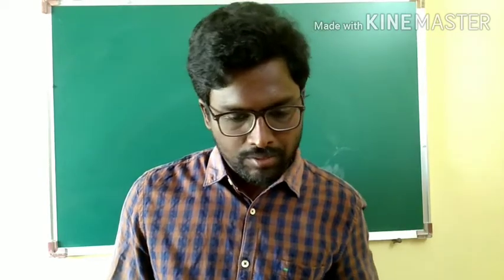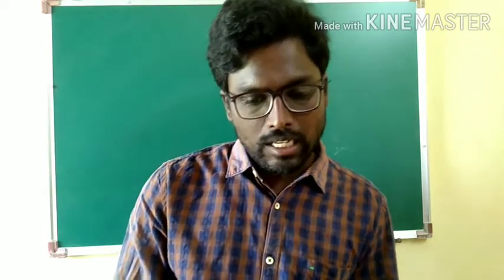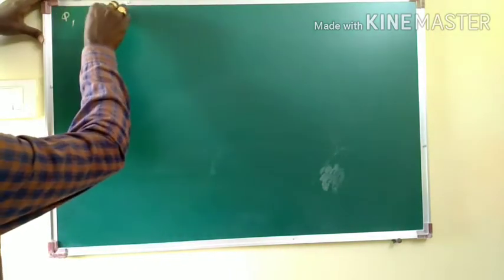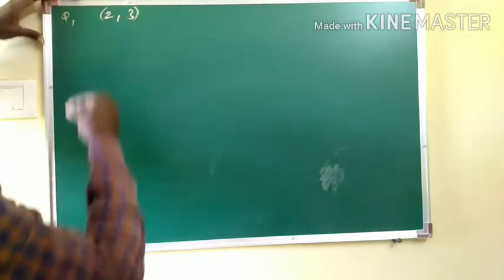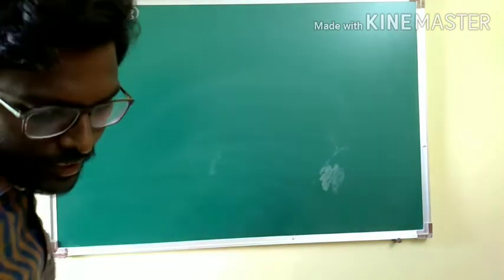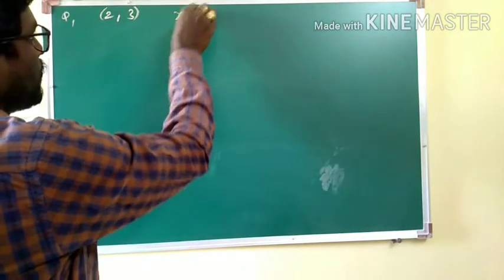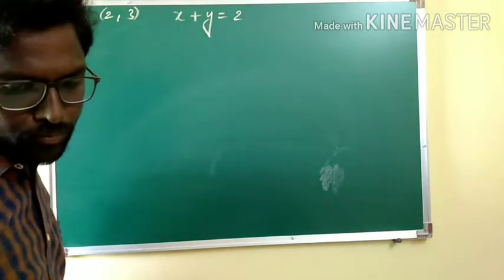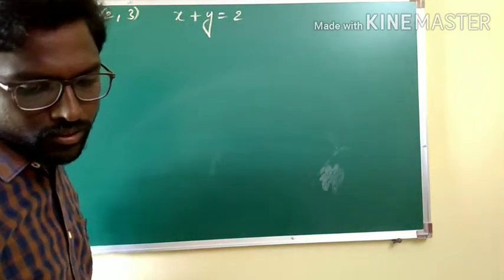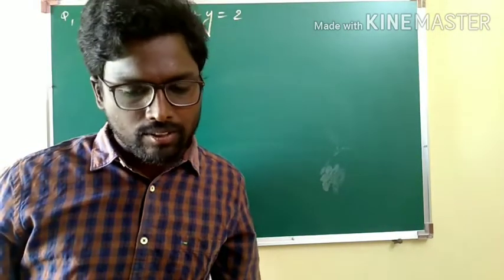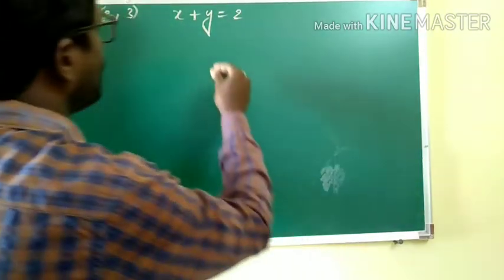What is the problem I gave yesterday? The vertex of an equilateral triangle is 2 comma 3, and the equation of the opposite side is x plus y equal to 2. Find the equations of the other two sides.